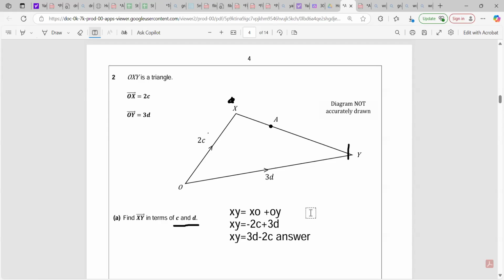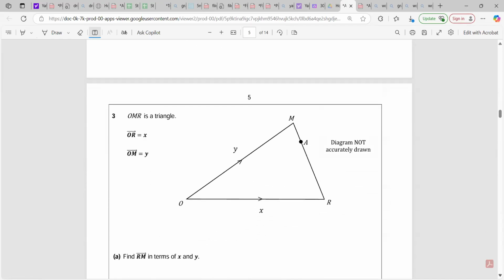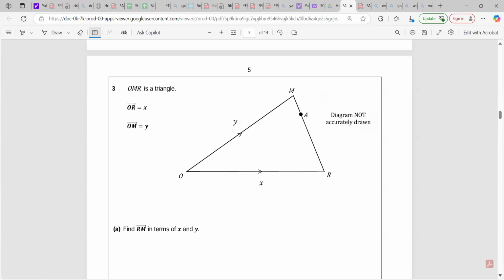All right. I can see we have 10 minutes, guys. Originally, I said we'd probably go through three, so let's see if we can go through the next one. All right, let me try that one here. OMR is a triangle.